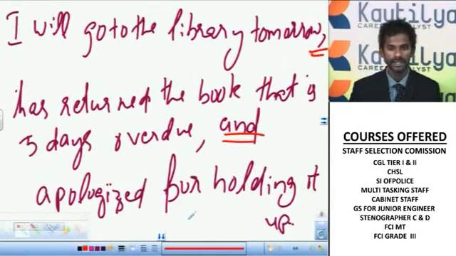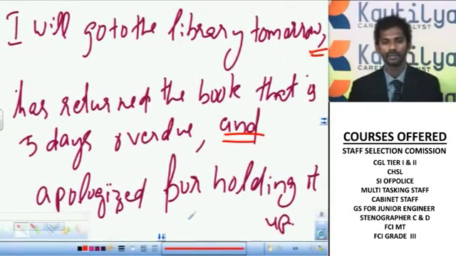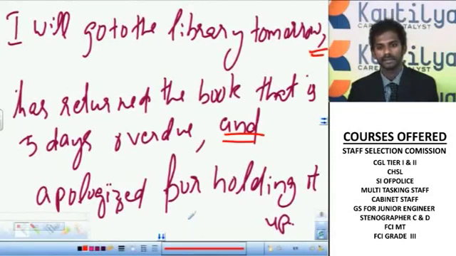Come to the first idea. I told you tense consistency means if one idea is in the present tense, all the ideas must also be in the present tense. Past same thing, future also same. First idea is I will go to the library tomorrow. That is which tense? Will appears in the future tense. We discussed in tenses. So first idea is in the future tense. So the other ideas must also be in the future tense, right?